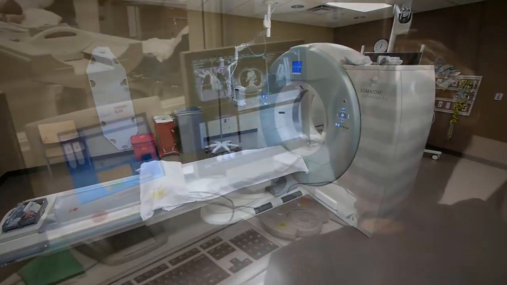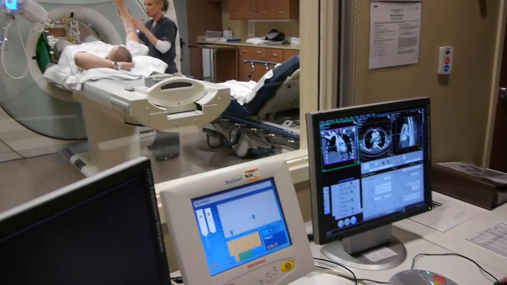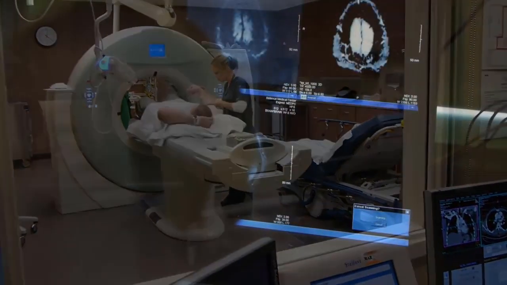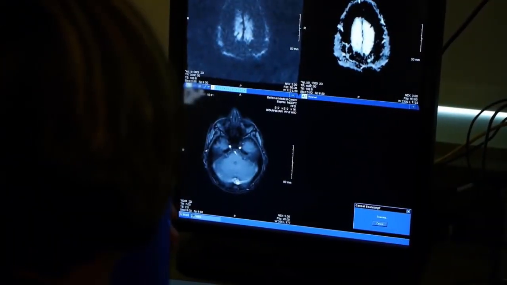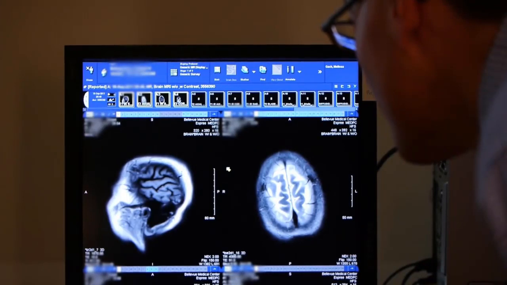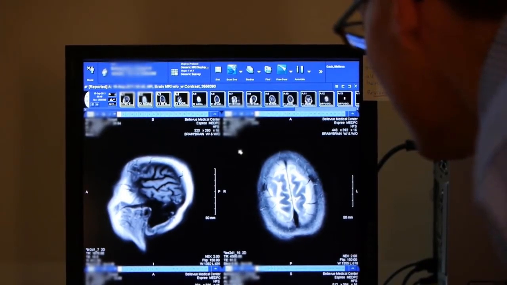The CT has very, very good in-plane resolution of small things, but the MRI scanner allows us better soft tissue resolution. So the muscles and tendons, ovaries, uterus, heart, there are a lot of structures that are better seen and better delineated with MRI than with a CT scanner.